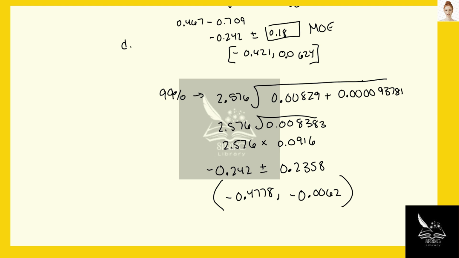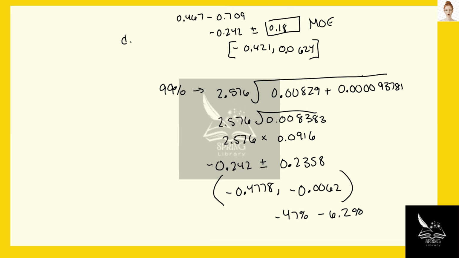And it's anywhere between negative 47% and negative 6.2%. So it decreases by that amount.